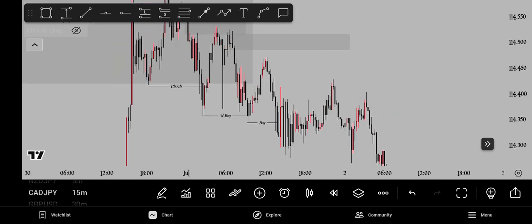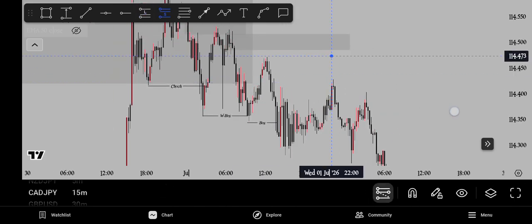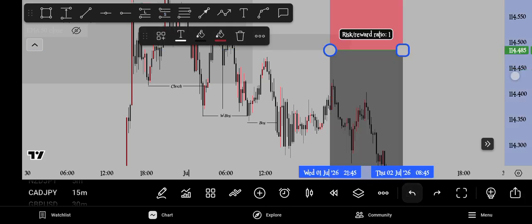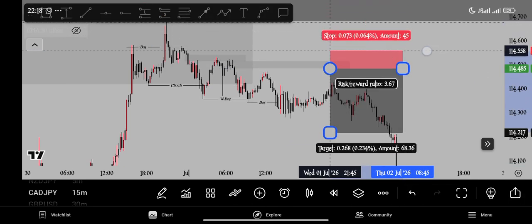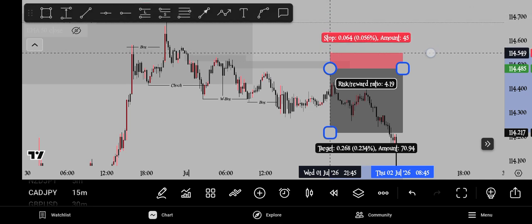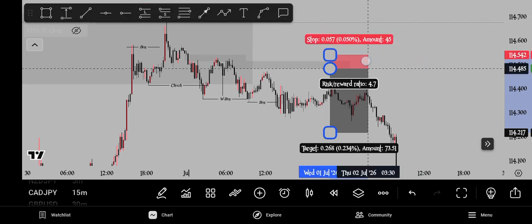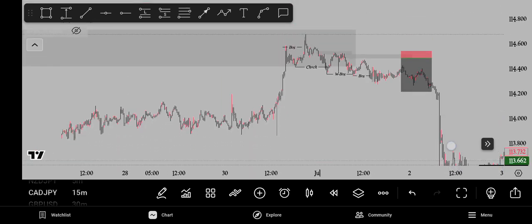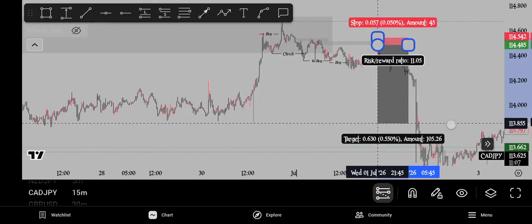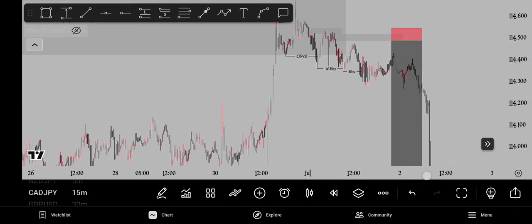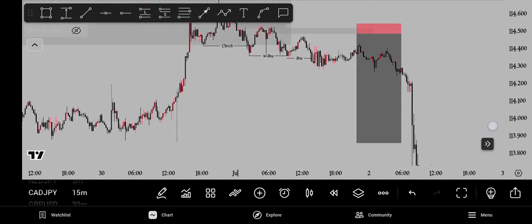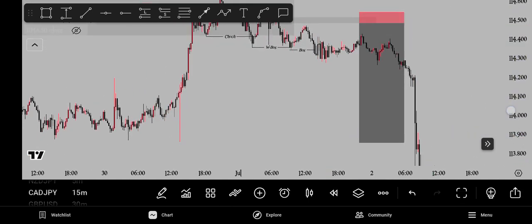So I'm expected to sell here. Price to tap us in here. So the price to tap us in here. And my target was what? This drawn liquidity. But as you can see, we had what? A missed entry on this trade.